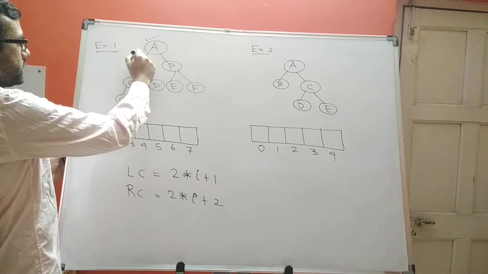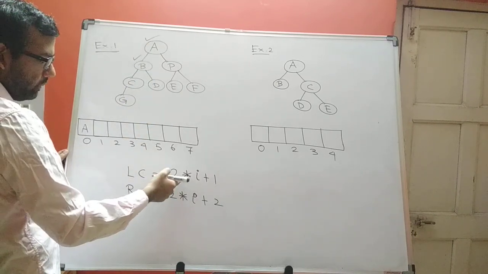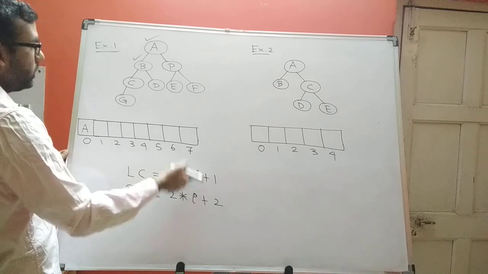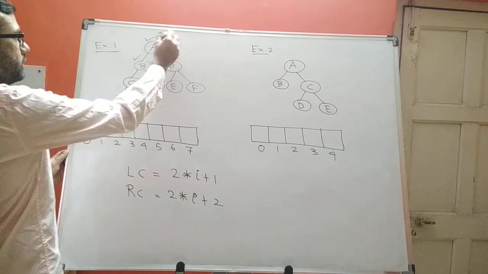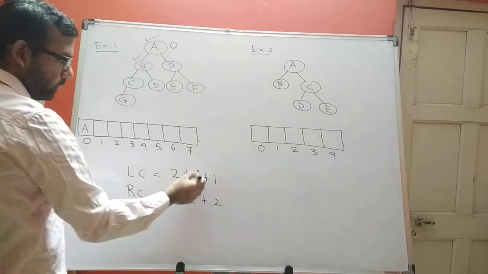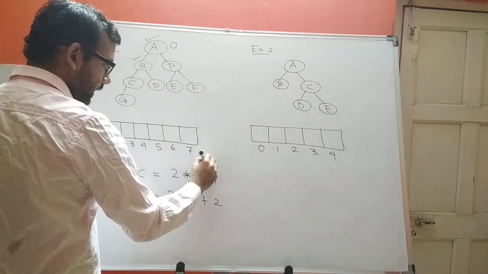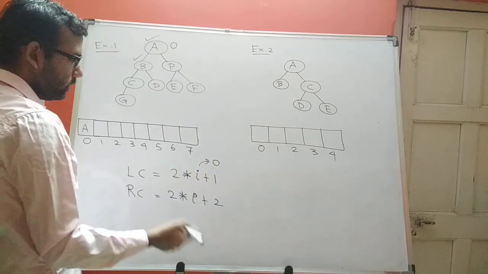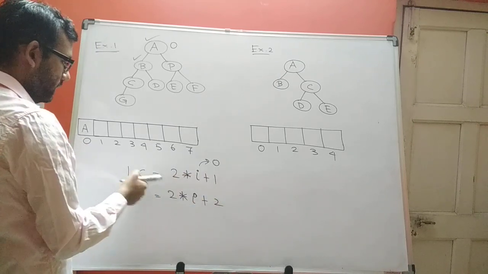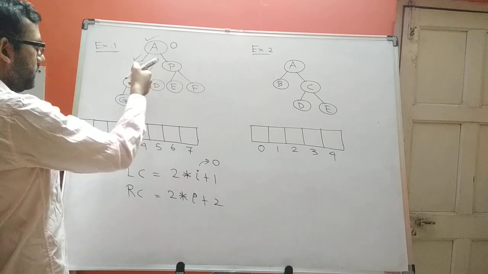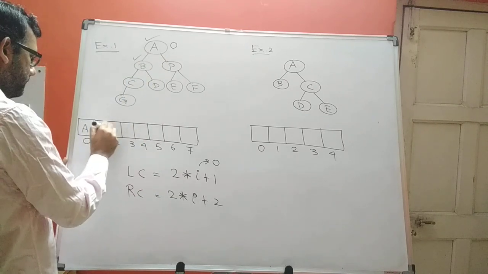I know the index of the root, the first index. Now I want to find the index of the left child. Whose left child am I talking about? I am talking about the left child of A. And what is the index of A? The index of A is 0. So the value of I in this case is 0. So 2 into 0 is 0 plus 1 is 1. That means the left child of A, which is B, will go into index 1.